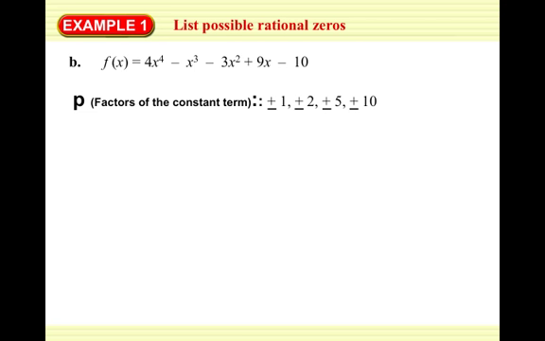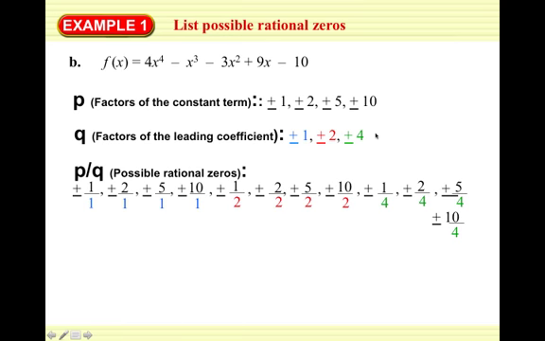The values for q are going to be factors of 4, because that's our leading coefficient, so plus or minus 1, plus or minus 2, 3 doesn't work, plus or minus 4. So now we're going to look at the ratio of every p value to every q value. So here we go. It's going to be plus or minus 1 over 1, plus or minus 2 over 1, plus or minus 5 over 1, plus or minus 10 over 1.